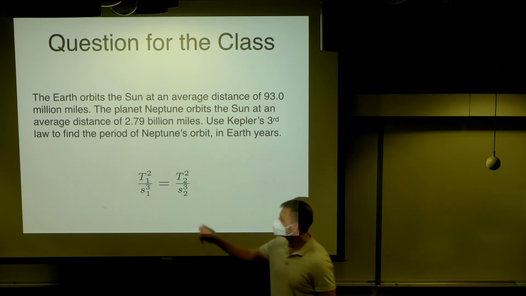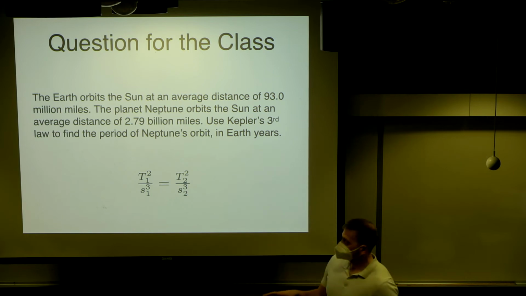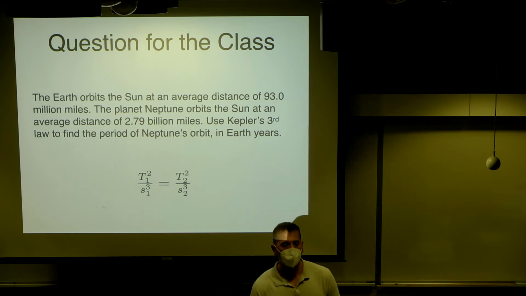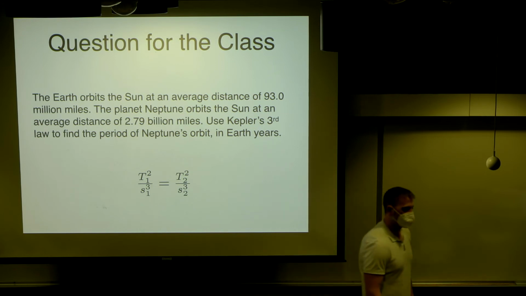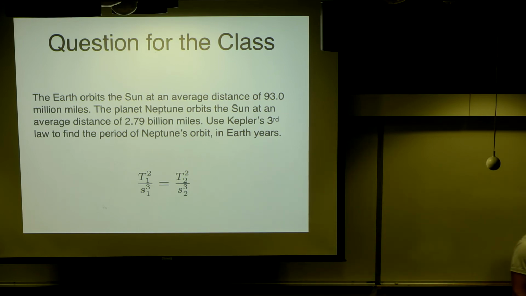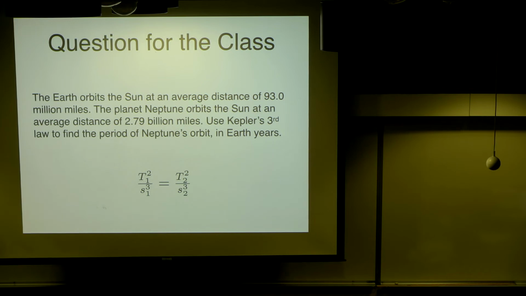So you're going to solve for T for Neptune's orbit. For this one, give your answer in years. If you give it in days, it's just going to be too large of a number to really make sense of. It's a really long orbit, so we'll measure it in years. So try it out, see what you get. And of course, the T value for Earth is going to be 1 year.